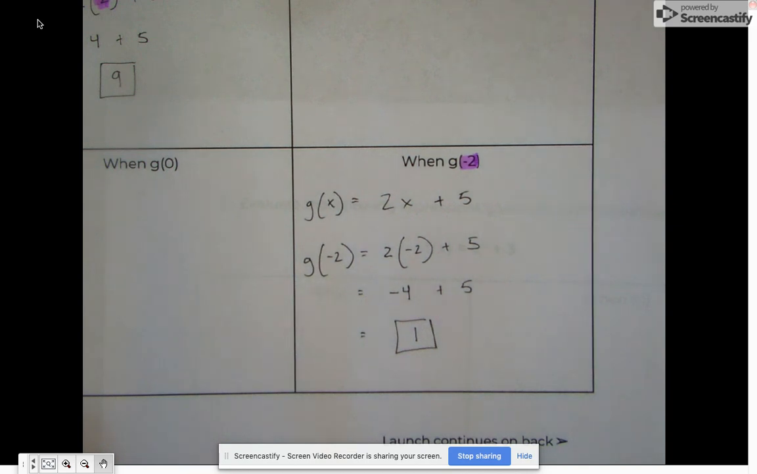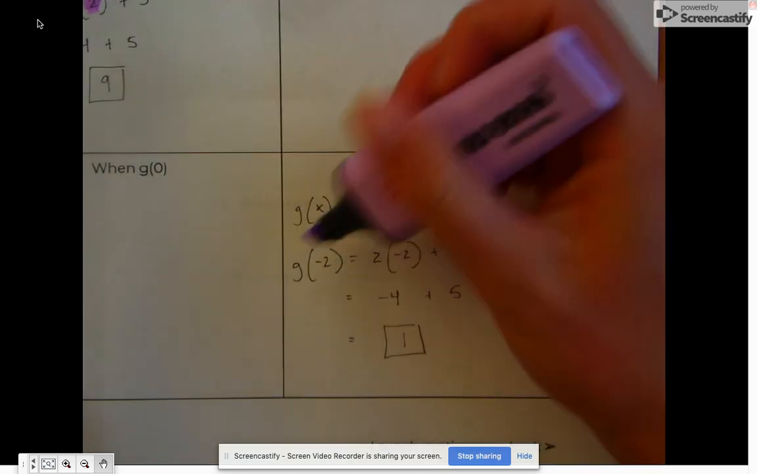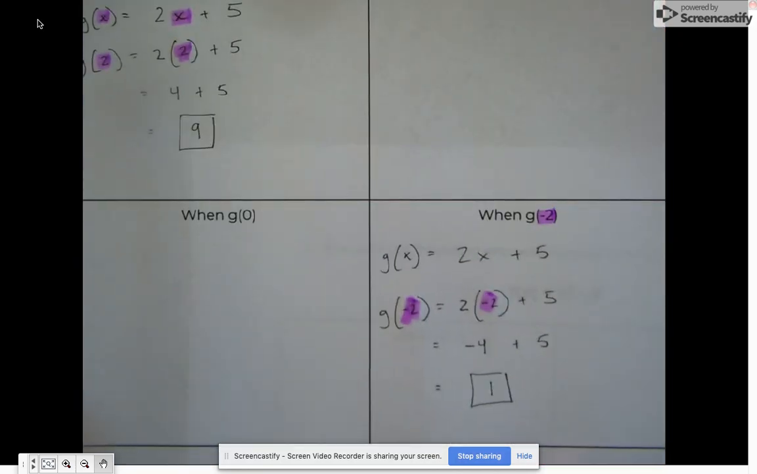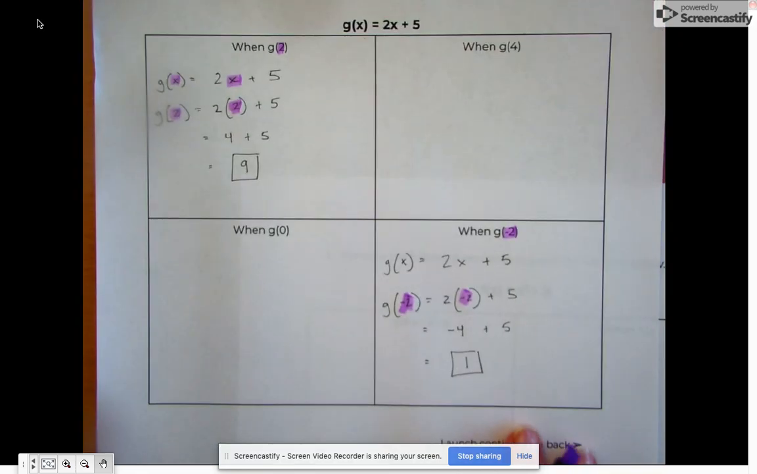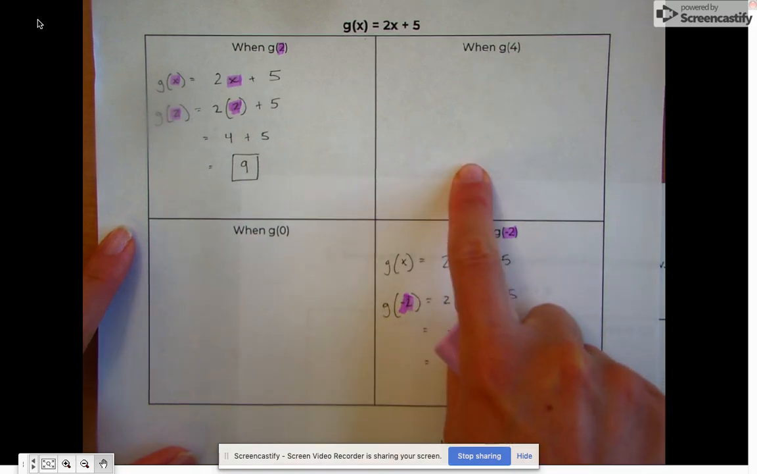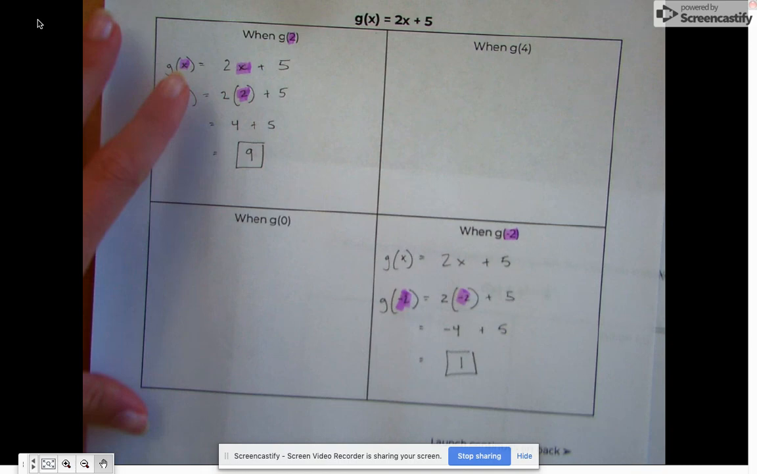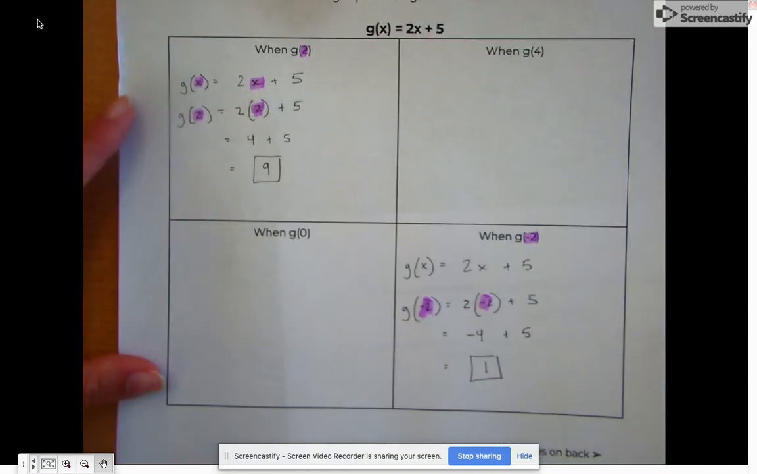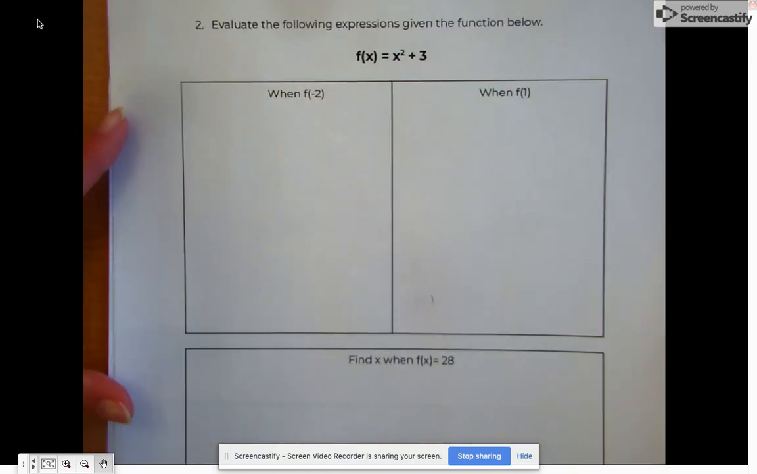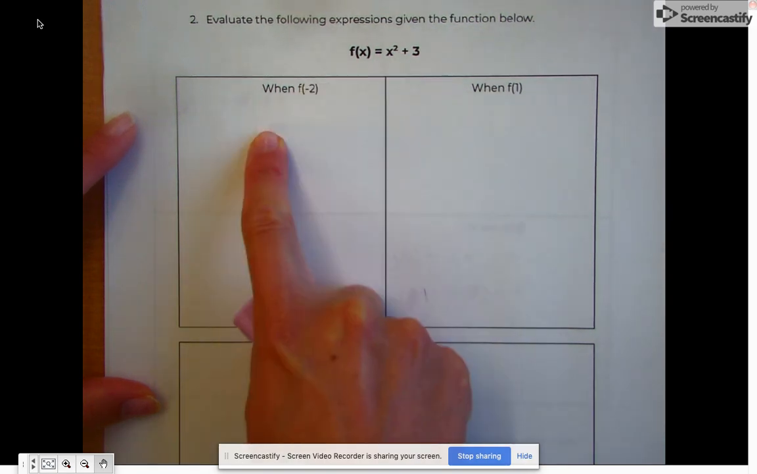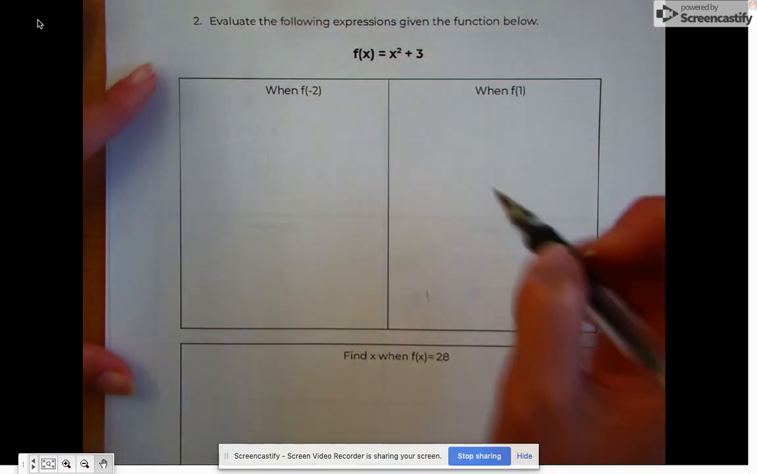Okay, so if seeing that example was helpful to help you complete the rest of the launch, I'm going to ask you to go ahead and evaluate g of 0 and g of 4 on your own. And then I want to skip ahead to this page. Let's quickly do 2 examples from this page together.